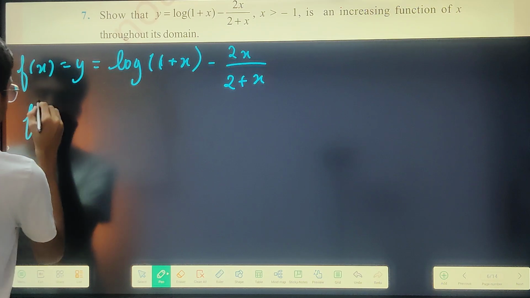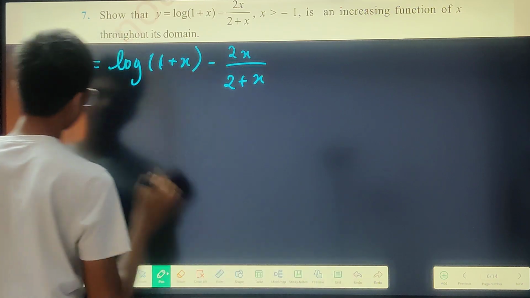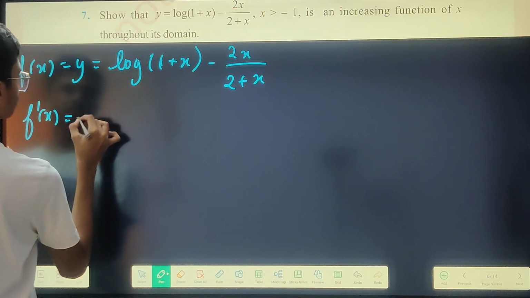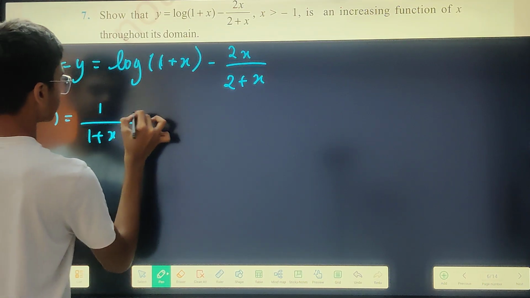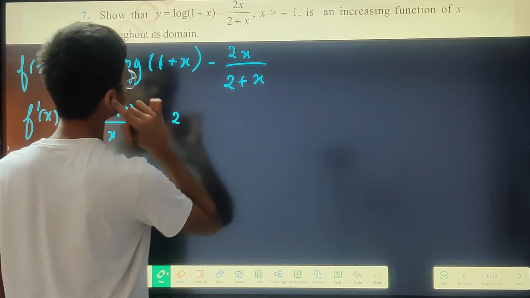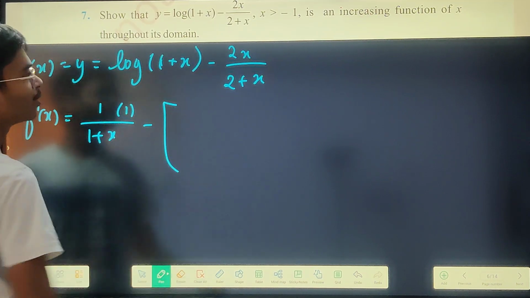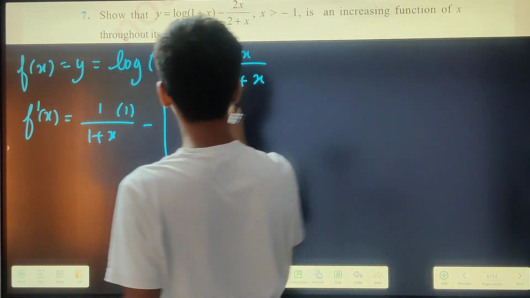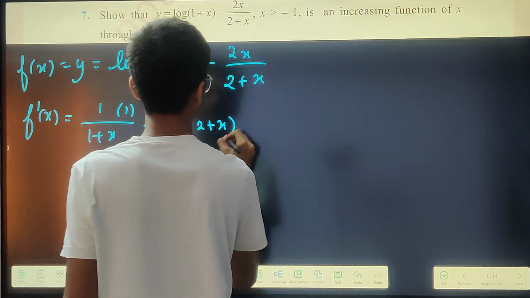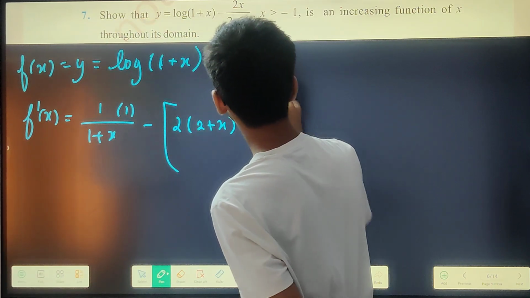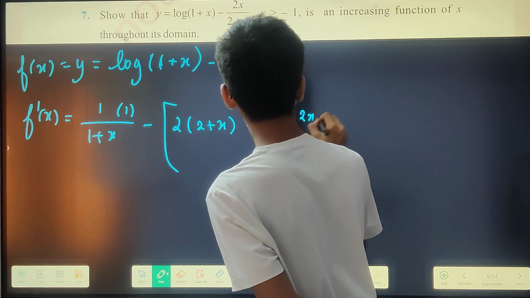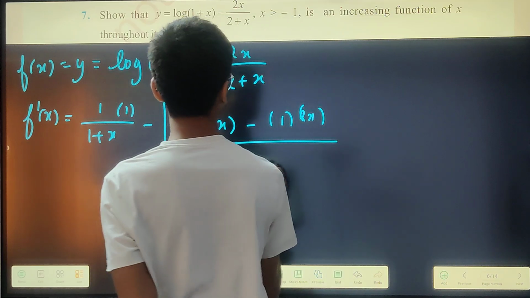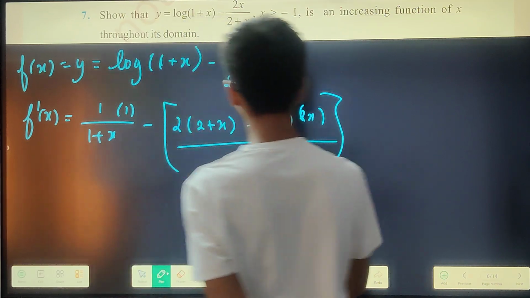So differentiate it, that is f dash x, which is equal to 1 by 1 plus x, minus... Here you have to use the fractional differentiation rule. First you differentiate the numerator, then minus, you differentiate the denominator, so it will be 1 into 2x, very simple, the whole divided by 2 plus x the whole square.